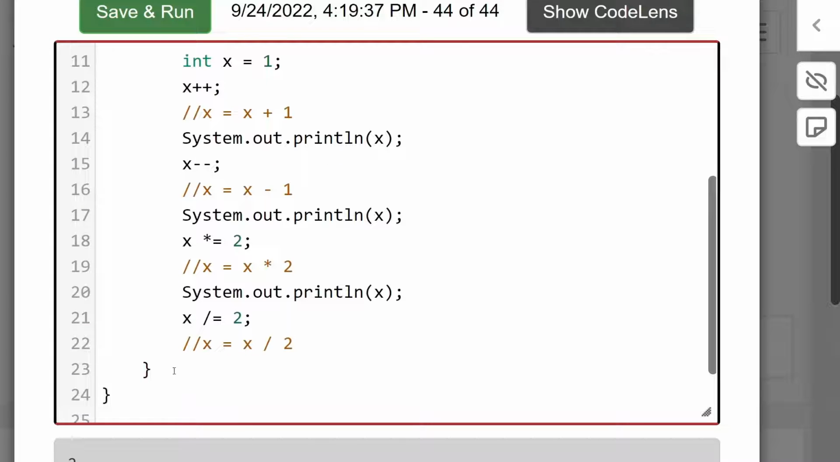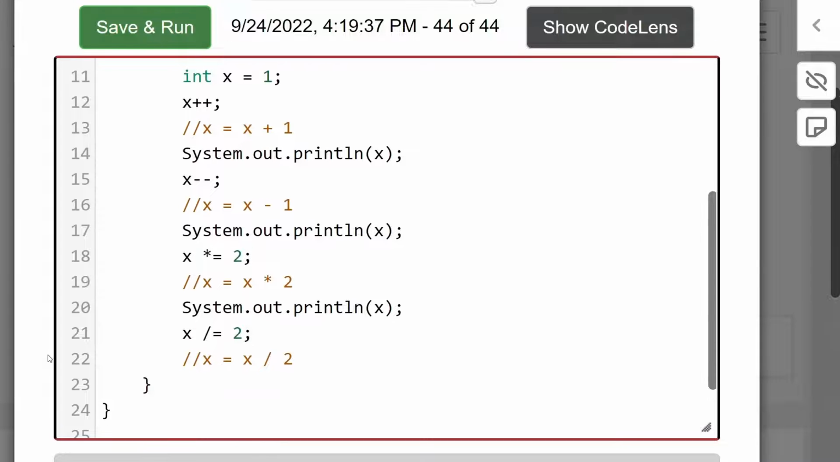And that goes for all compound assignment operators. They do their little multiplication, or in this case here, division, and then they assign the variable to have that value. So let's work through this.